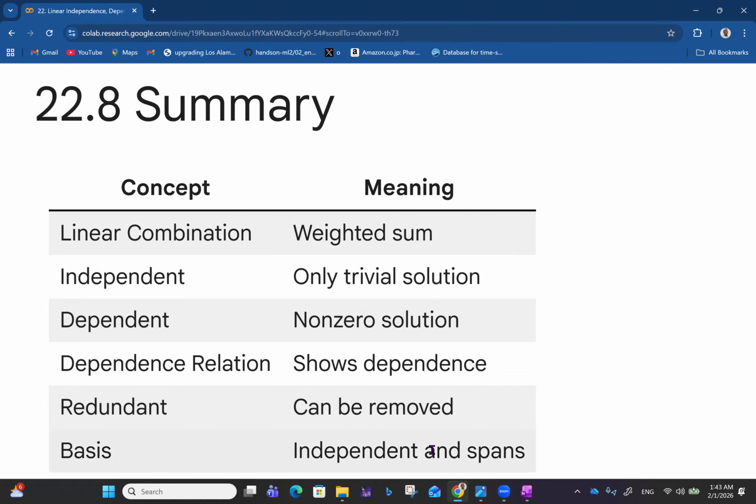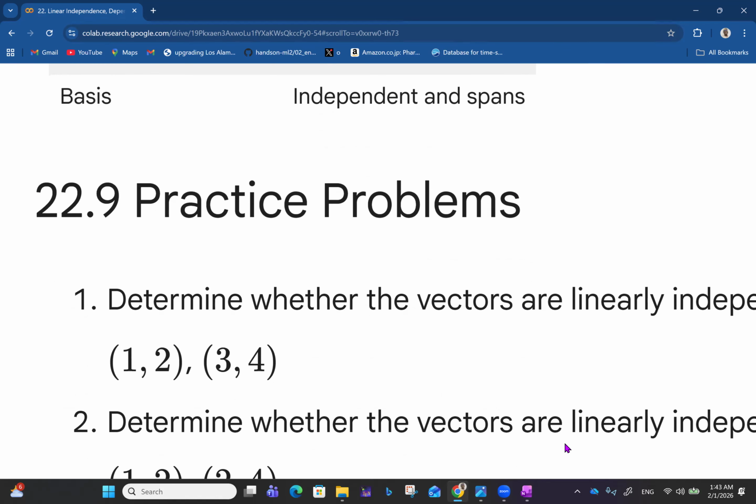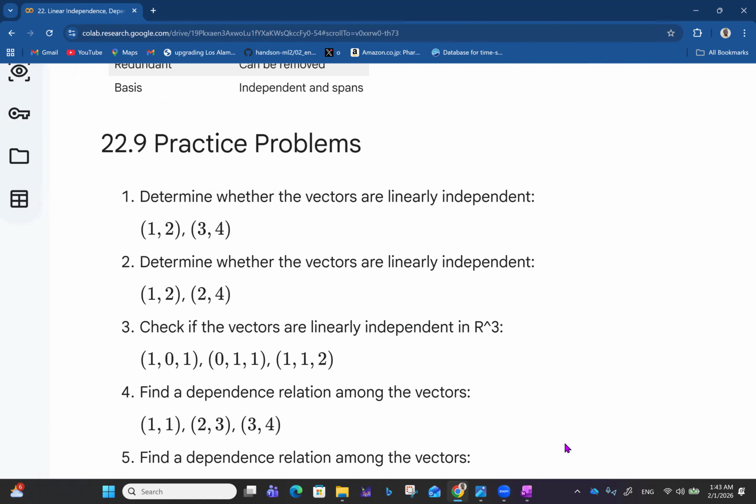Then you have bases, which are independent and span. Okay, you may be wondering what this span thing is about. In the next video, we're talking about basis and dimension, so you'll understand better the idea of basis. So we have some practice problems here, like this.